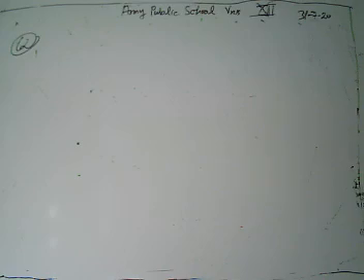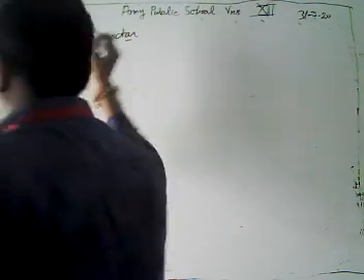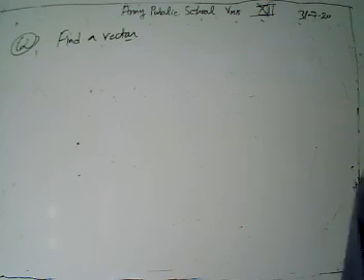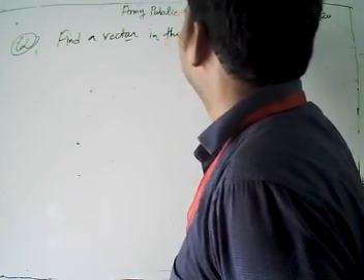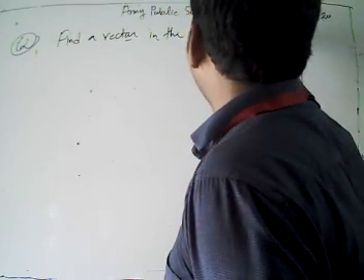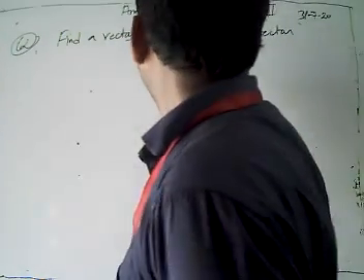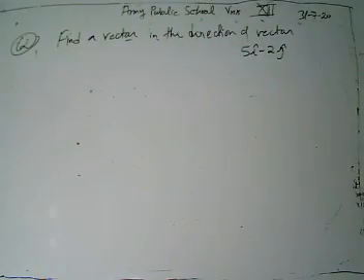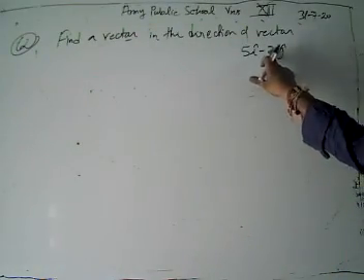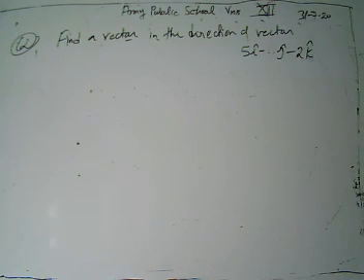Look, what we have given there? Find a vector in the direction of a vector. We have to find a vector. The vector is given by 5 i cap minus j cap plus 2 k cap, which has magnitude 8 unit.